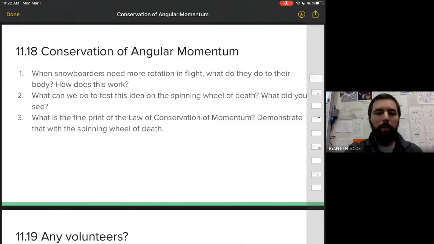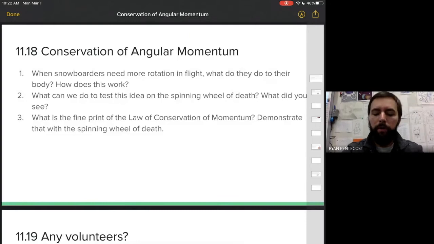Hi, everyone. Today we are going to talk about conservation of angular momentum. So our first slide just kicks off with an example. When a snowboarder needs more rotation in flight, what do they do to their body?